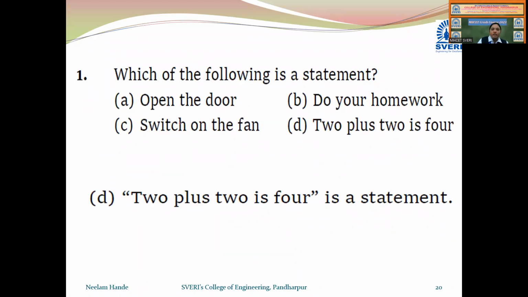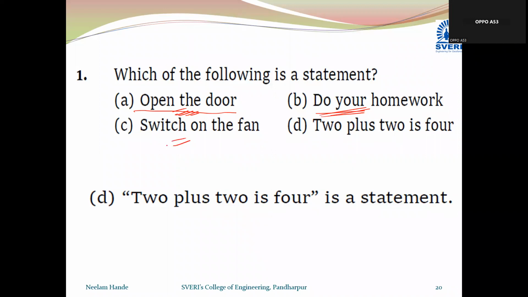Which of the following is a statement? The answers are given, but don't go for the answer directly. Read the statement. Open the door. Is it an order? Open the door. Yes, ma'am. Do your homework is also an order. Switch on the fan is also an order, we are asked to switch it on.